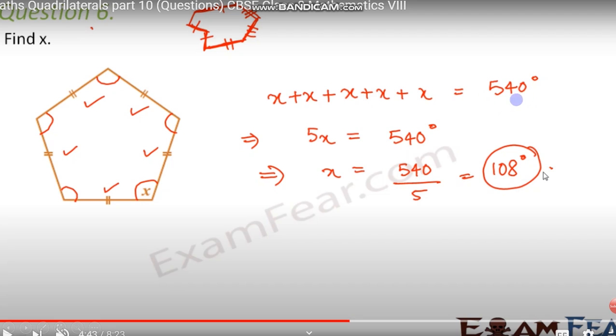We get this by the formula (n minus 2) into 180 degrees. Then adding, 5x is equal to 540. Now this 5 goes to the denominator. You can simplify this: 5 times 108 is 540. That means x is equal to 108 degrees.